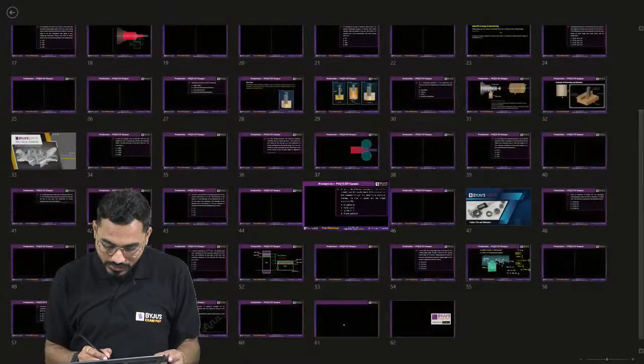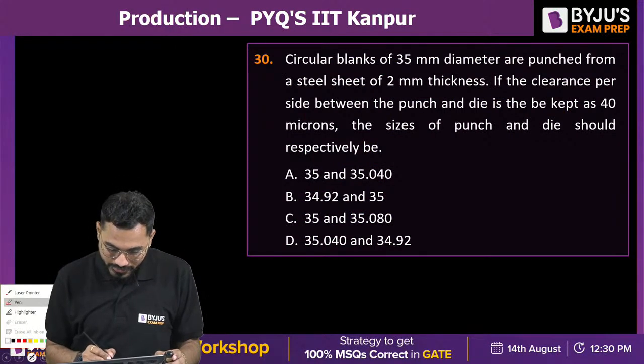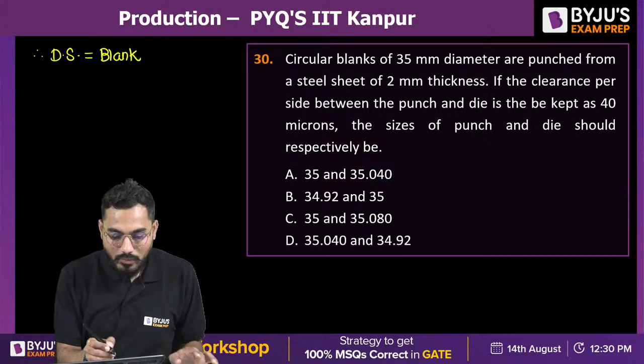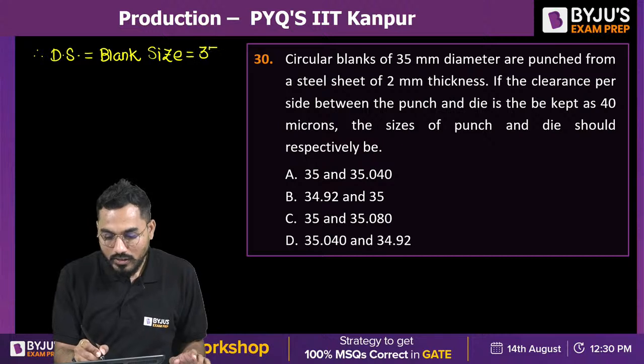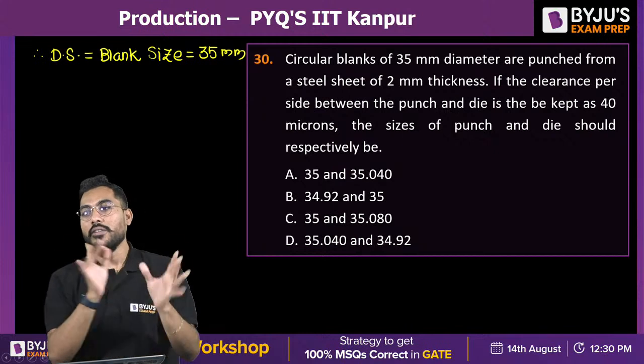So die size should be exactly equal to the blank size that we are interested to manufacture, which is 35 millimeter. I hope you are understanding this. Straight away I got the answer.